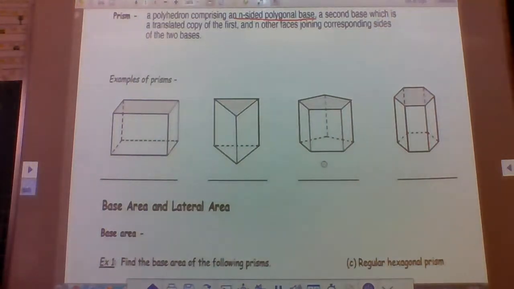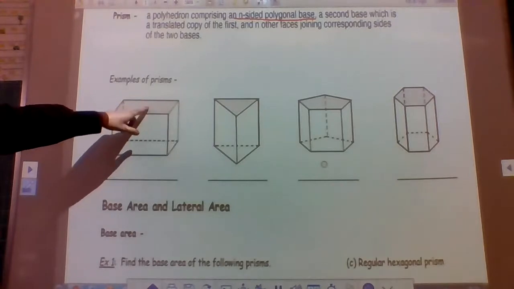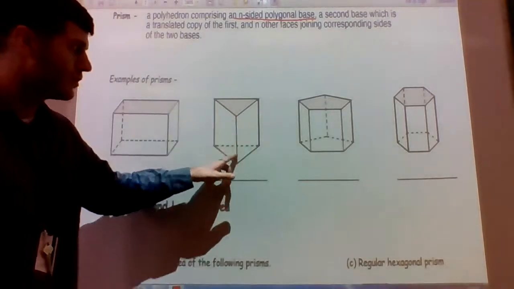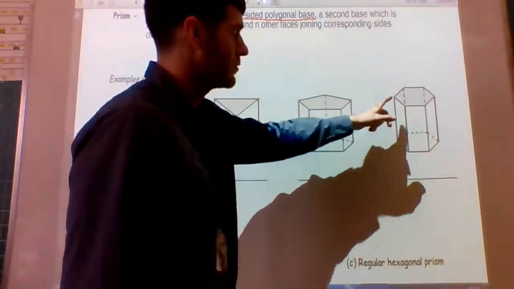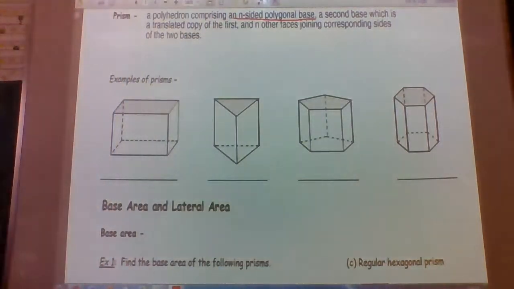Okay, the second phrase here says a second base, which is a translated copy of the first. So we're going to have two bases each. We're going to have the top and the bottom, two triangles, two pentagons, two hexagons. Okay, and then n other faces joining the corresponding sides.